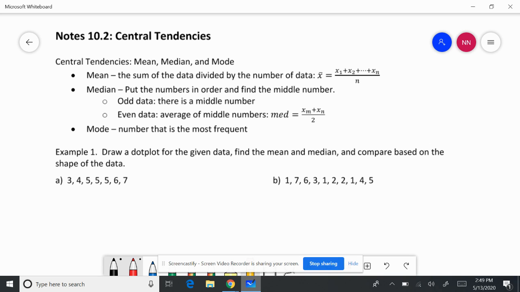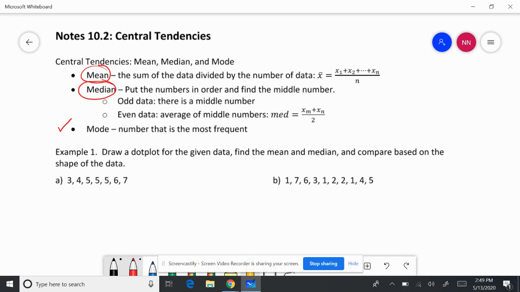Today we're going to focus on the central tendencies. Yesterday we talked about one of the central tendencies, that was the mode. Today what we're going to do is focus on the mean and the median. And these are considered the three central tendencies.